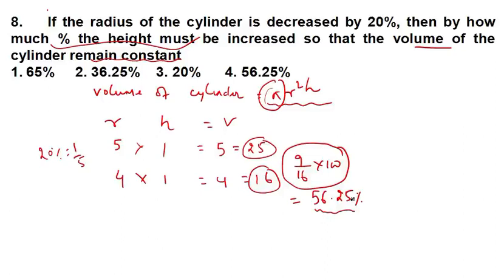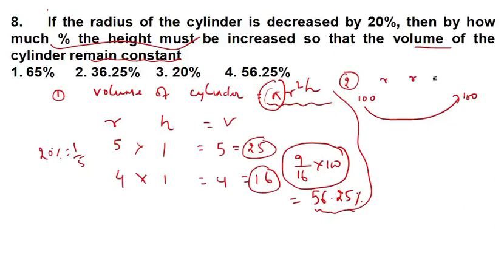If you do this with another method, then how will it come? This is method 1 and now method 2. Look, before volume was 100, and you want volume to be 100 only. Volume has to be constant. But what happened in between? I'll write radius 2 times because it is r square h. Radius, then height. Now radius got decreased by 20%. So 100, if it gets decreased by 20, it will be 80.